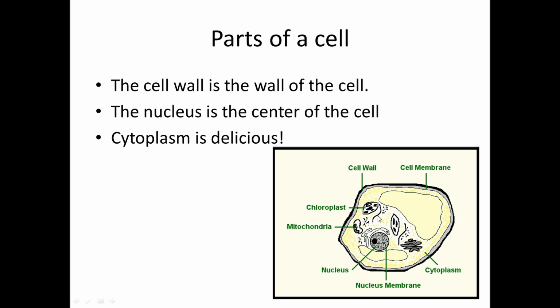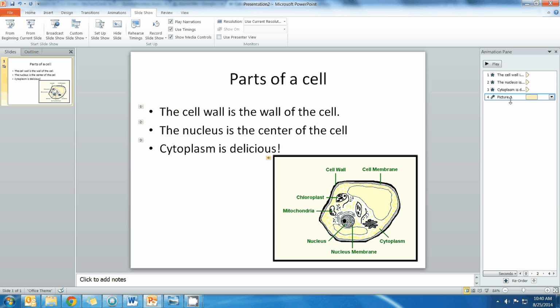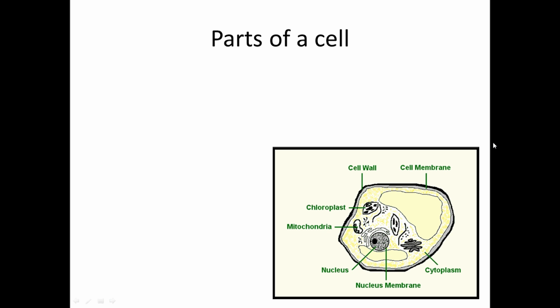But let's say that I want this to come in first. I want the picture to already be there. So what I can do is over here, since it's got a 4 next to it, that means it's the fourth thing to come in. I'll just click it and drag it up to the top. And now, when we watch our show, that's the first thing that happens, and then we have our other events.